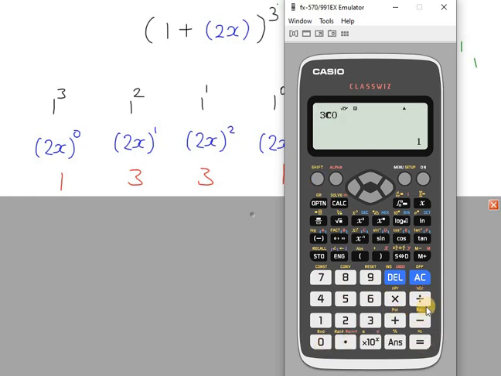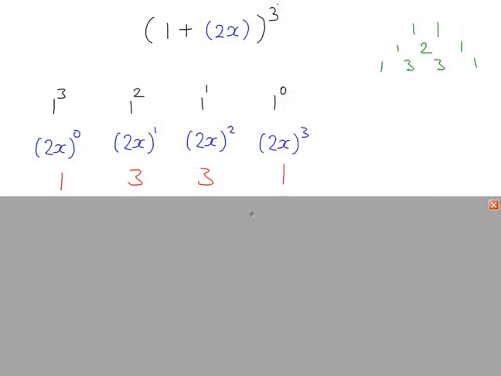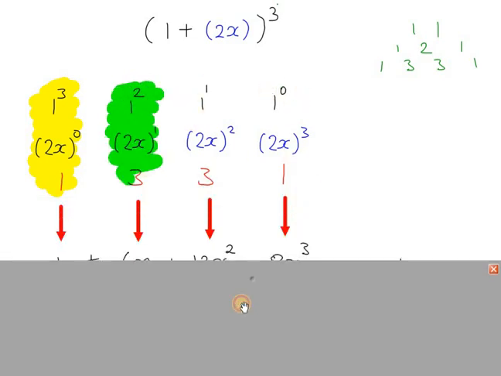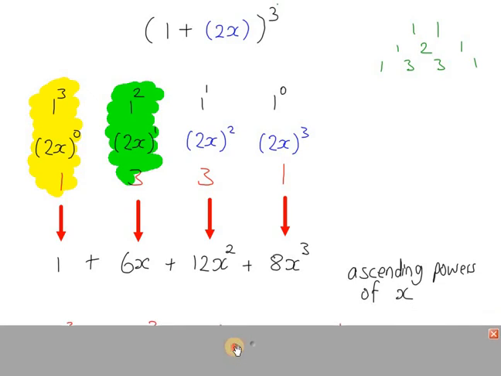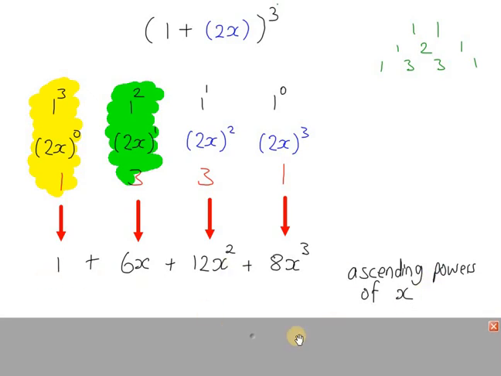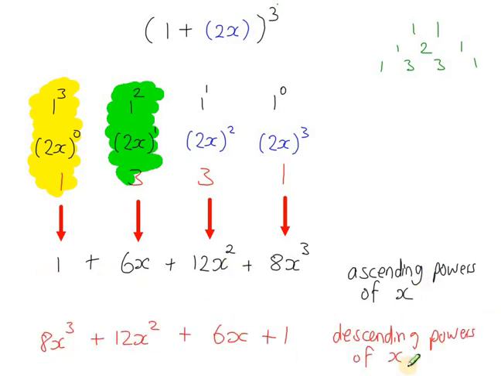So 3C0, 3C1, 3C2, and 3C3. And when we multiply these together, that will give the first term in the binomial expansion, second term, third term, fourth term, and we get these. And the terms here are in ascending powers of x, or if I reverse them, in descending powers of x.